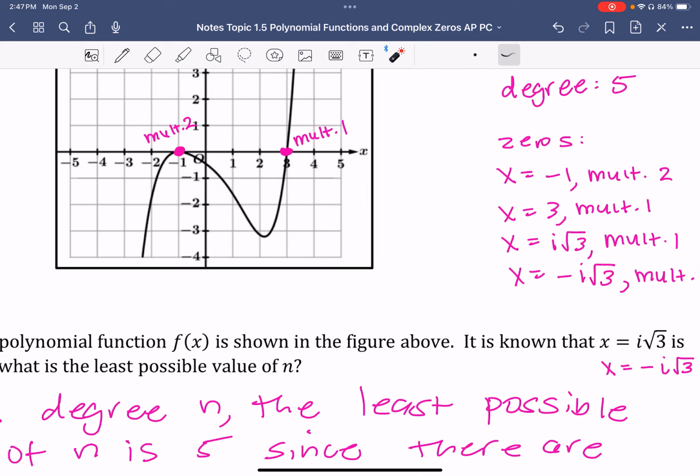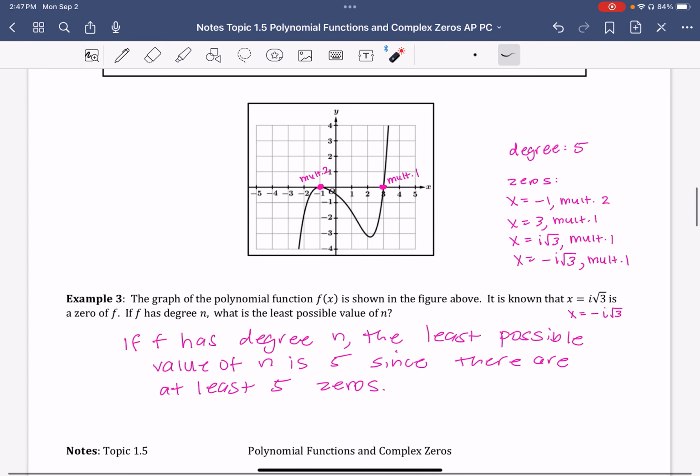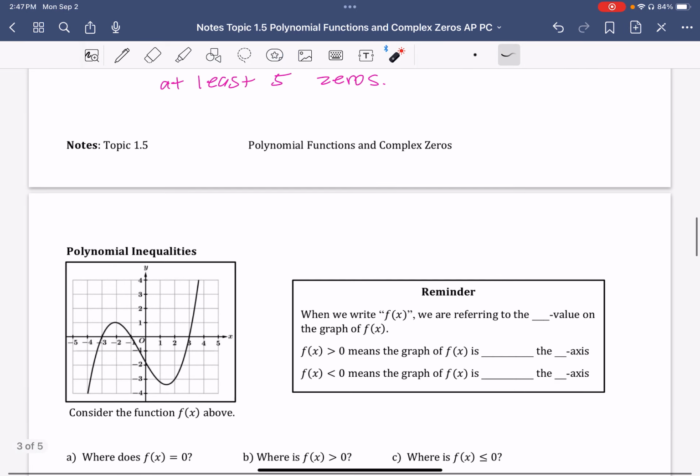The smallest odd would be 3. That would give you the least number. However, it could be way, way bigger because it could be any even number, even if it's a huge number. Okay, and then again, you can't see the imaginary roots. So all they gave us was that one. There could be more that we just don't know about.